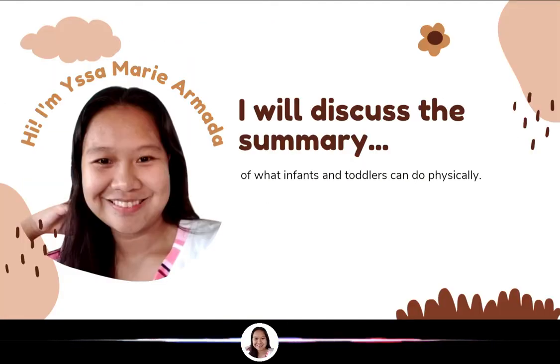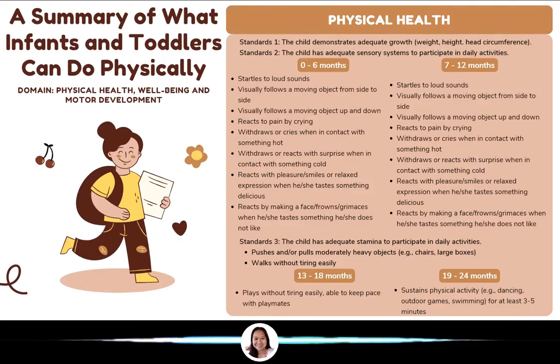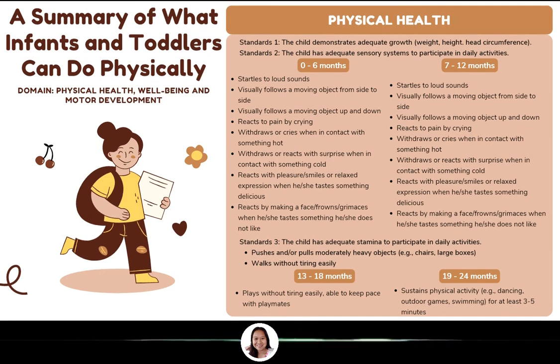This is Isa Marie Armadan, and I am going to continue our report. This is all about a summary of what infants and toddlers can do physically. There are three domains: the physical health, well-being, and then the motor development. In physical health, the child around 0 to 6 months and even 7 to 12 months, they're just the same. The child startles to loud sounds, visually follows a moving object from side to side, and reacts to pain by crying. They also withdraw or cry when in contact with something hot or cold. They also react with pleasure, smiles, or a relaxed expression when he or she tastes something delicious.